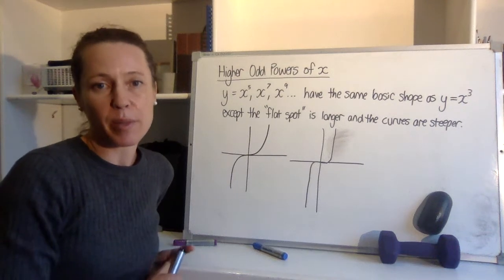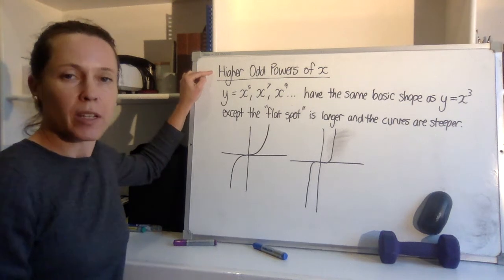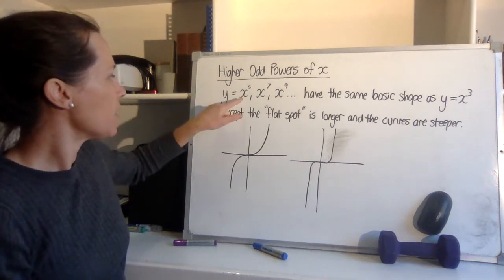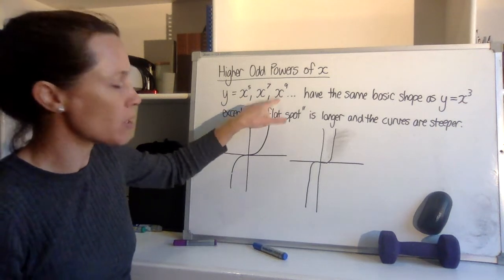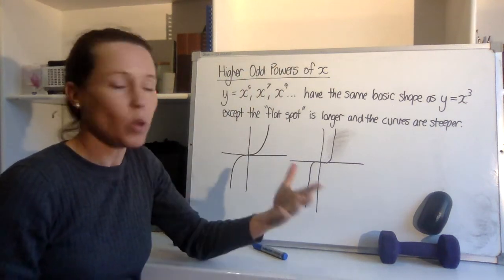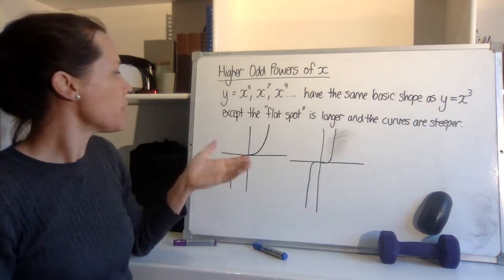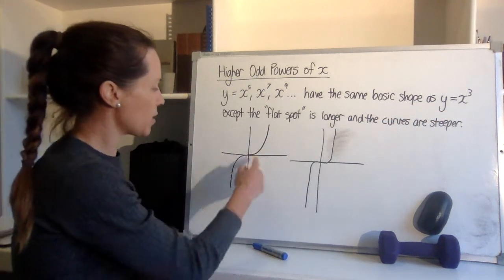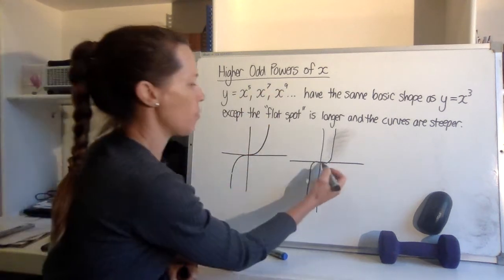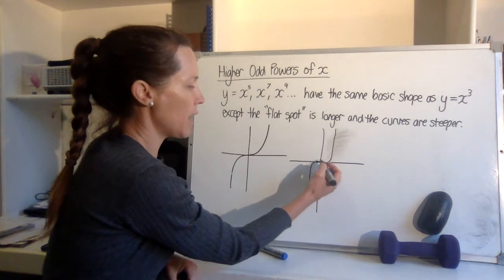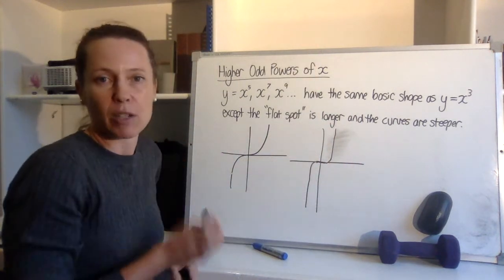Now there's a lot of similar things that go on as soon as you've got higher powers of x and they're all odd. So we've just looked at cubic curves, and curves like y equals x to the power of 5, x to the power of 7, x to the power of 9, etc., all have the same basic shape as y equals x cubed. The only difference is that where y equals x cubed just has a very short flat spot, the higher the power that you have, the bigger that flat spot is, and yet when it does go shooting up, it goes shooting up or down much more steeply.